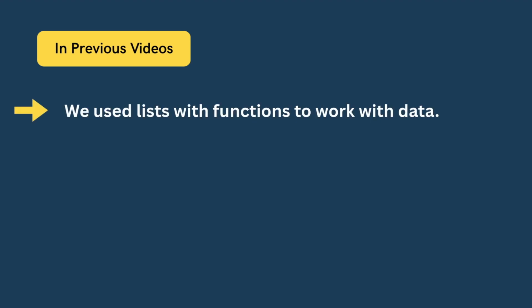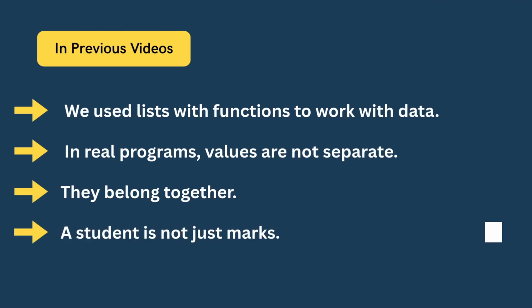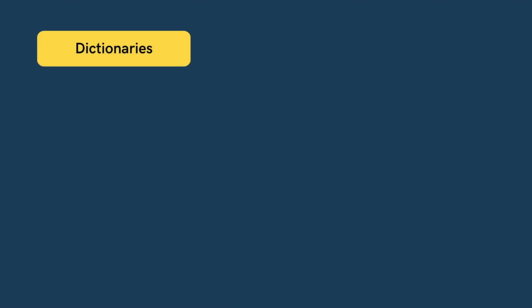In the last videos, we used lists with functions to work with data. That worked because each value was independent. For example, a list of marks is just numbers 85, 30, and 72. But in real programs, values are not separate, they belong together. A student is not just marks. A student has a name, marks, class, and other details. That's why we use dictionaries.